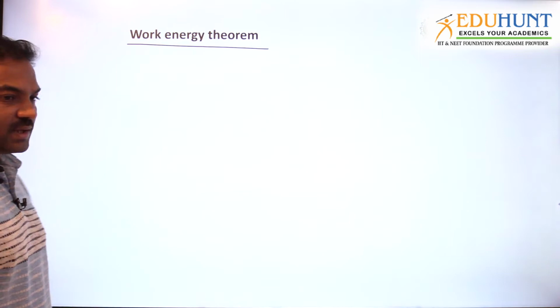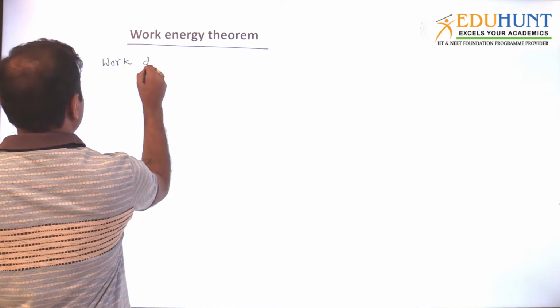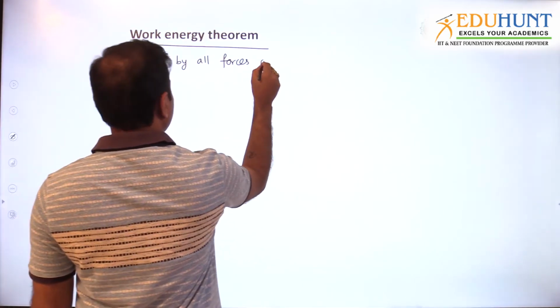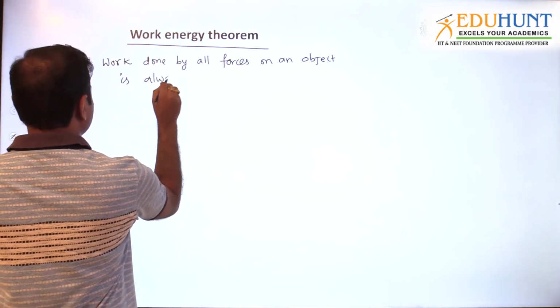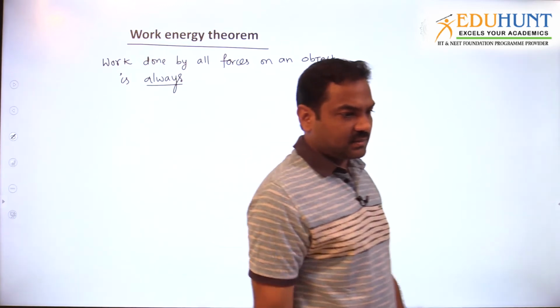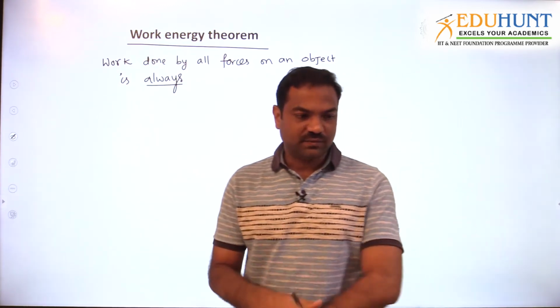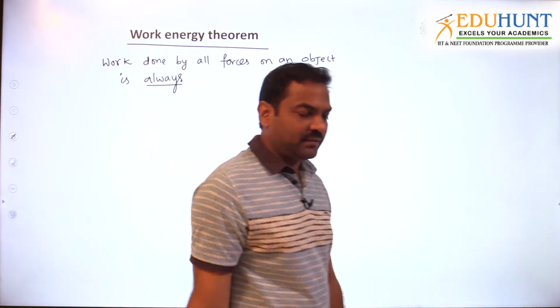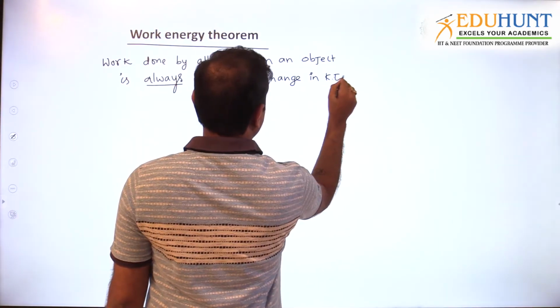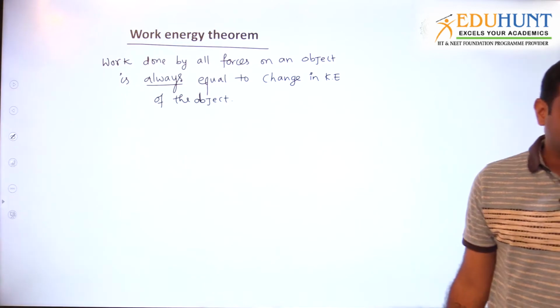So what is the meaning of work energy theorem? The statement is very simple. Work done by all forces on an object is always equal to, see, this is the first time I am using "always." There are two "always" principles. One is work energy theorem, the other one is friction. Friction always opposes relative motion. Okay? So these are always valid. Equal to change in kinetic energy of the object. This is called as work energy theorem.